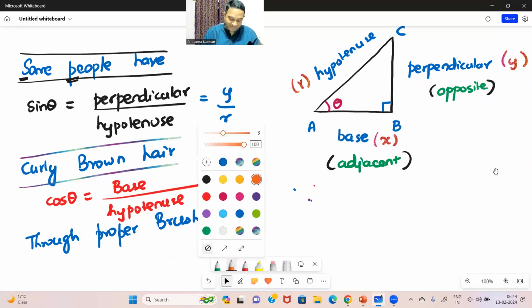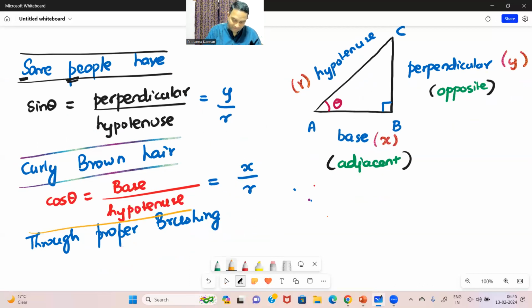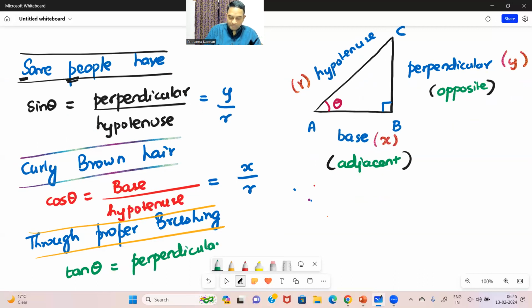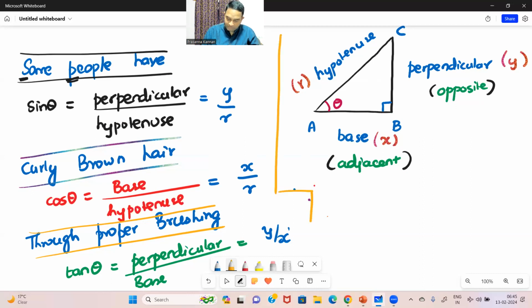And the last mnemonic is tan theta is equal to perpendicular by base. So perpendicular is BC by AB, or according to what I have written, it is Y divided by X. That's all. Clear to you? Yes, uncle. Okay, good.